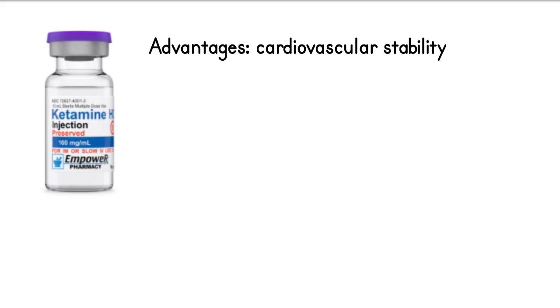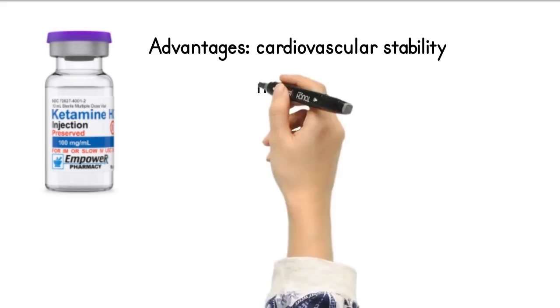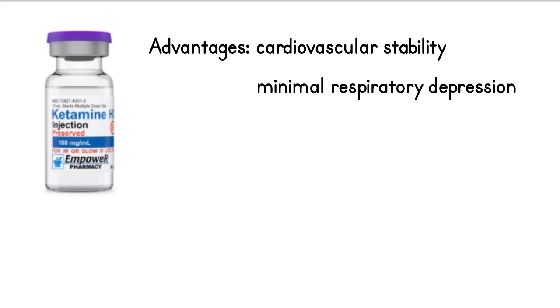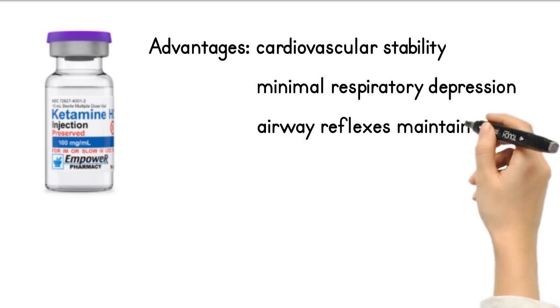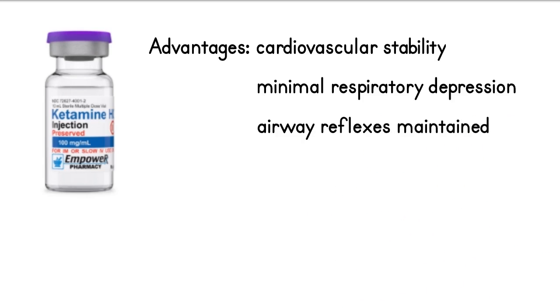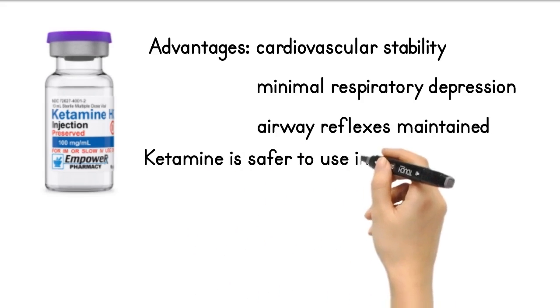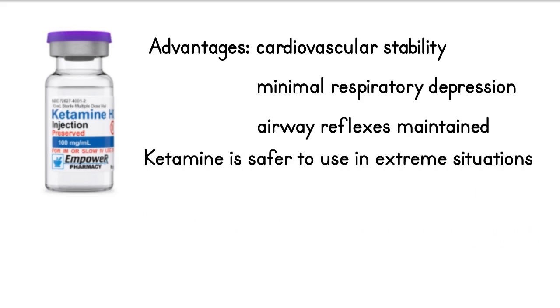It has sympathomimetic properties, so it results in a rise in systemic vascular resistance and an increase in heart rate. This helps to preserve the blood pressure in unstable patients. Ketamine produces minimal respiratory depression, and airway reflexes are maintained even when patients have obtunded consciousness. As a result, ketamine can be used as a sedative or an analgesic in fairly extreme situations.